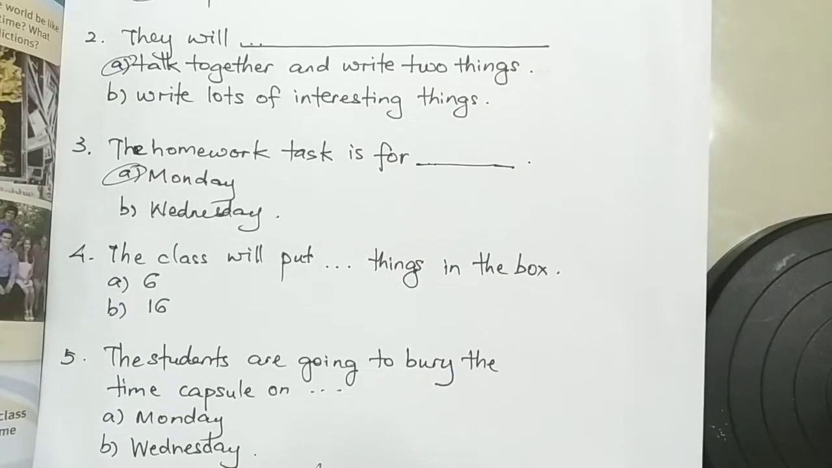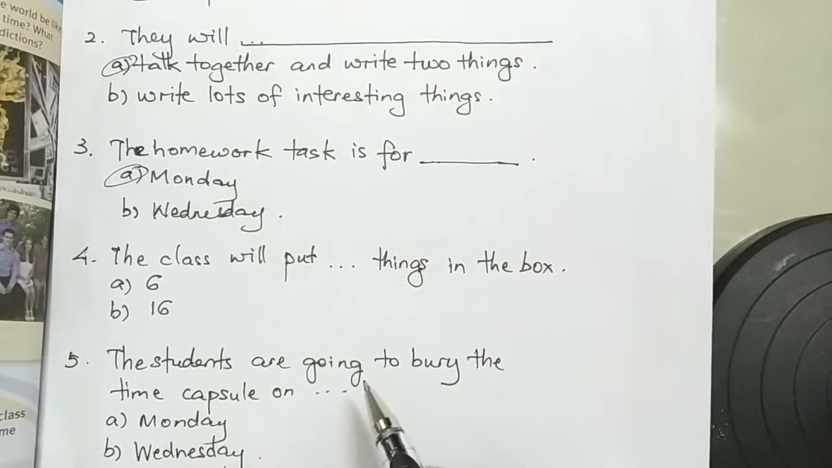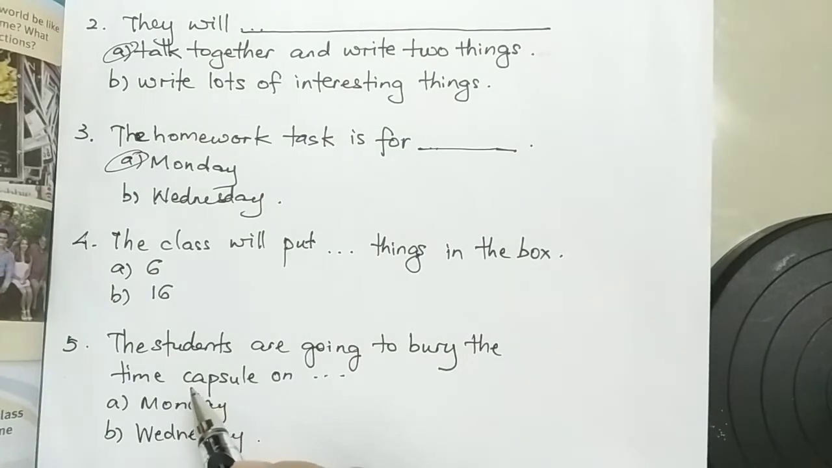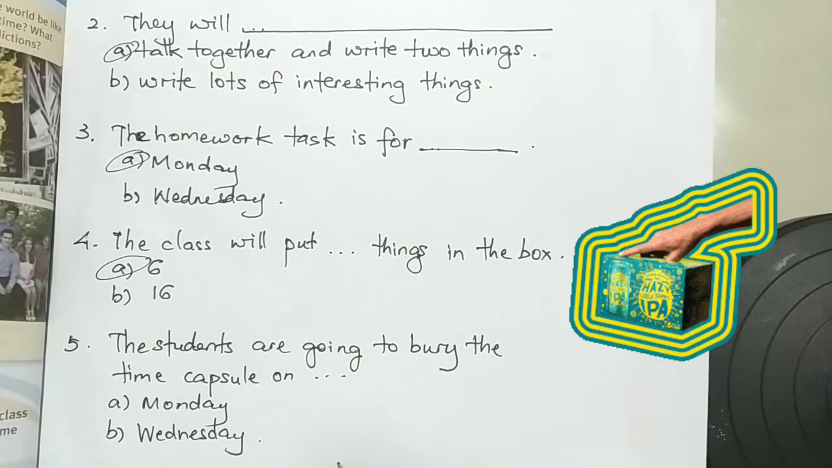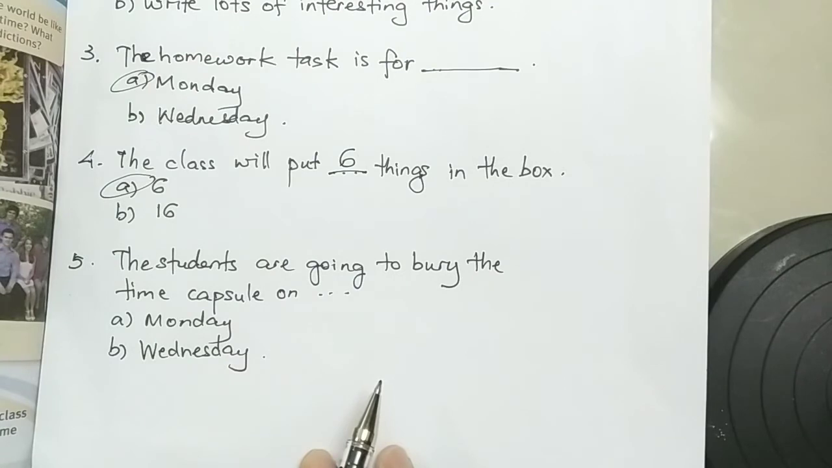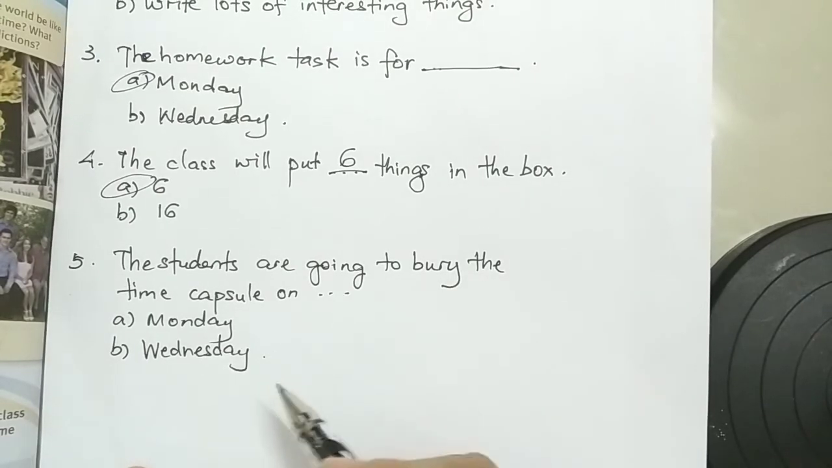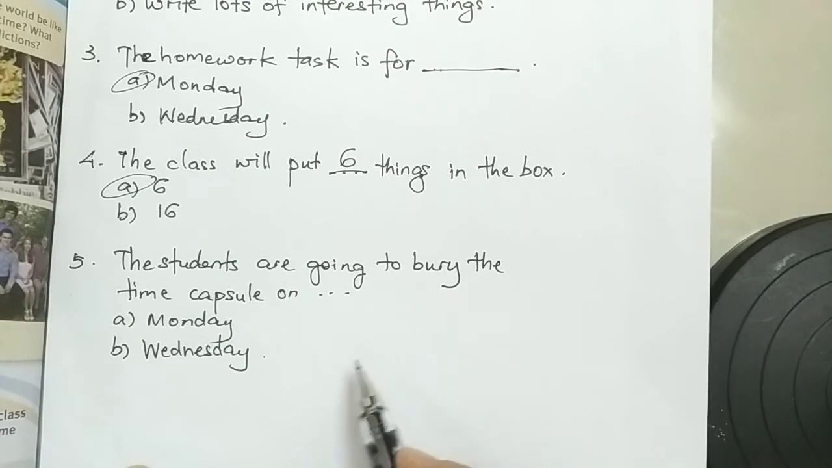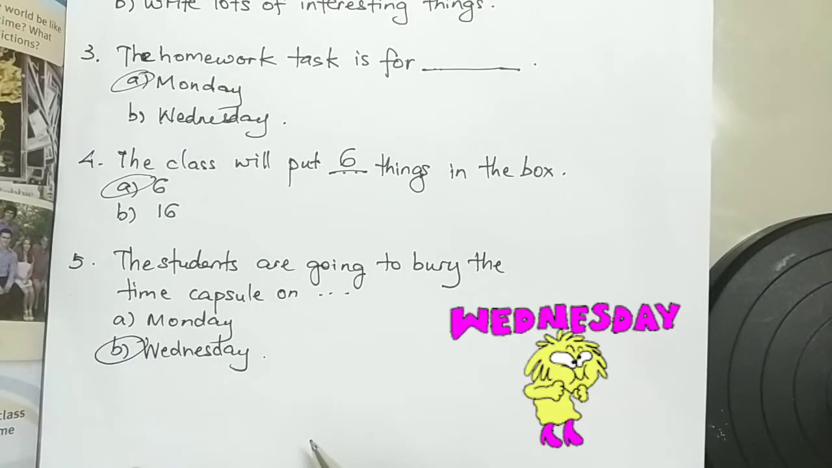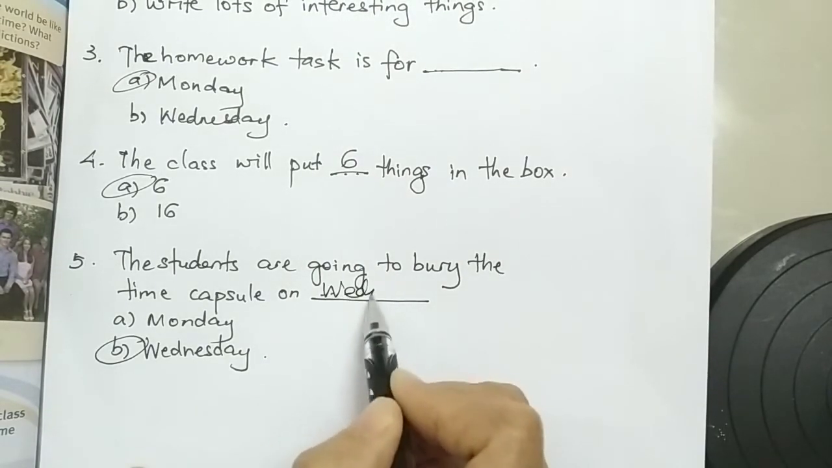And question 4, the class will put what things in the box? 6 things or 16 things? I think I did mention in the audio script quite more than once. So here the answer will be A, 6 things. So you put down the answer here. And 5, the students are going to bury the time capsule on? Yes, so they put the things in, the task is for Monday, and they put the 6 things in a box, and they're going to bury it on another day, which is Wednesday. Right, so write down Wednesday here.